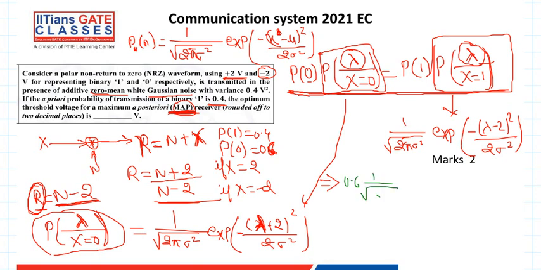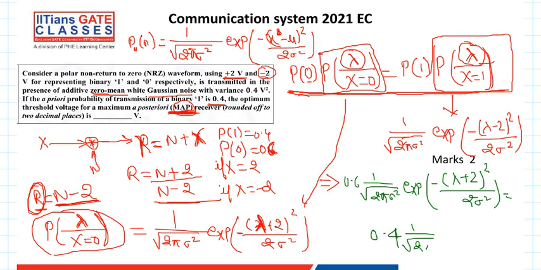0.6 times 1 upon under root 2 pi sigma square, exponential to the power minus (lambda plus 2) square upon 2 sigma square, will be equal to 0.4, which is p of 1 here, times 1 upon under root 2 pi sigma square, exponential to the power minus (lambda minus 2) square upon 2 sigma square. This term and this term will get cancelled out.